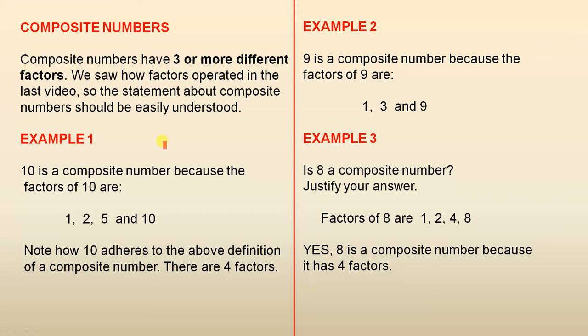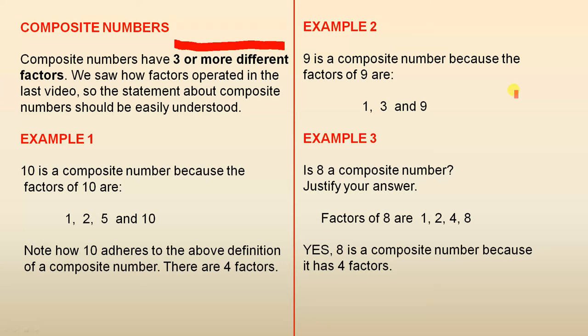Example 1. 10 is a composite number because the factors of 10 are 1, 2, 5 and 10. Notice there has to be three or more different factors, three or more. So here there are four of them. Note how 10 adheres to the above definition of a composite number. There are four factors.